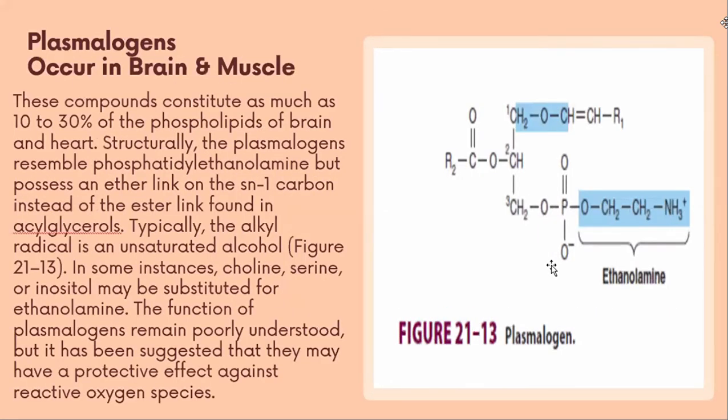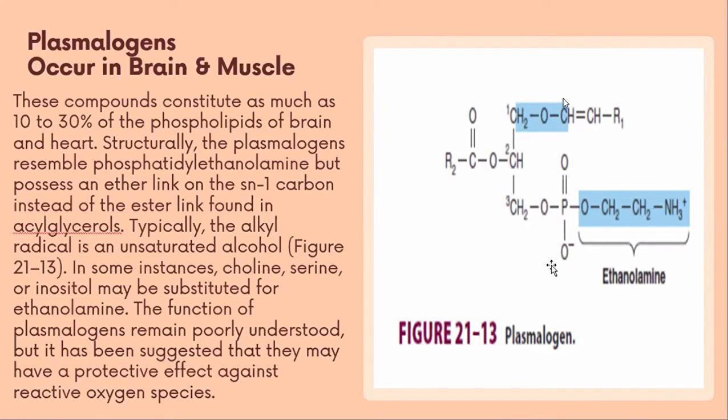Plasmalogens occur in brain and muscle. These compounds constitute as much as 10 to 30% of the phospholipids of brain and also in the heart. Structurally, the plasmalogens resemble phosphatidylethanolamine but possess an ether link on the SN1 carbon instead of the ester link found in acyl glycerols. Typically, the alkyl radical is an unsaturated alcohol. In some instances, choline, serine, or inositol may be substituted for ethanolamine.